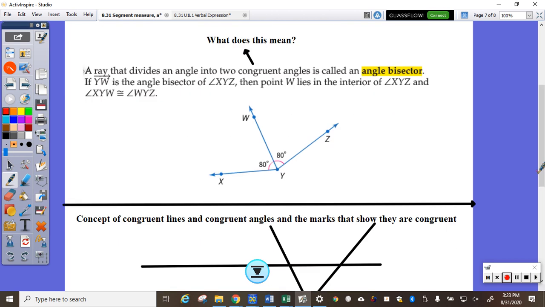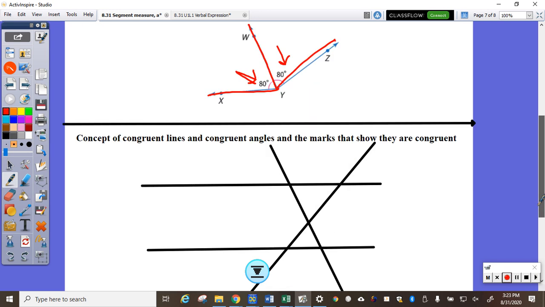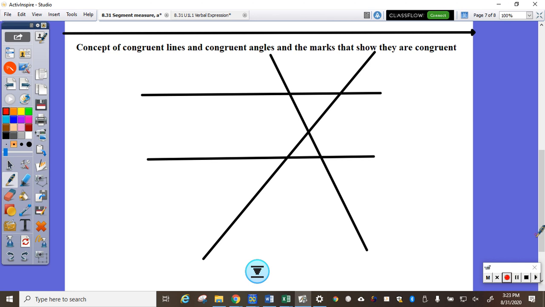Congruent angles, the sign congruent is this. It means it's equal and the same. So if I have an angle bisector, this line right here is an angle bisector, meaning that it splits the larger angle up into two congruent parts. We recognize those by drawing arcs. So I could say this angle right here is congruent to this angle right here. I could say that this angle right here is congruent to this angle right here. We represent congruent angles in a picture using the arcs like this.